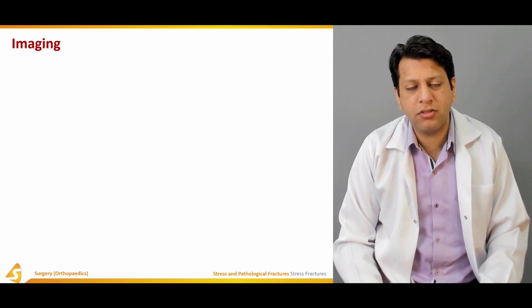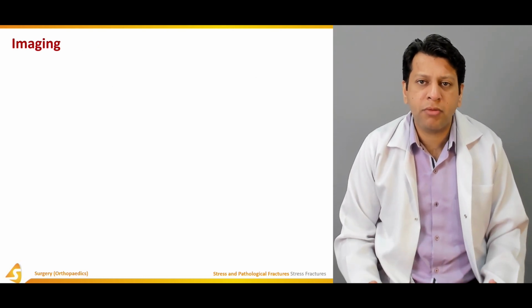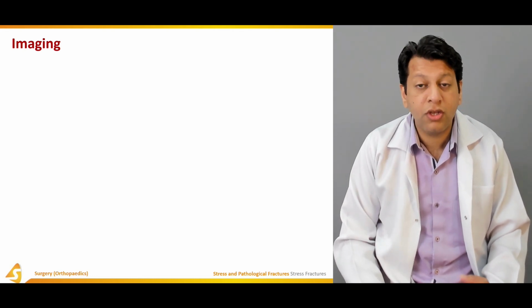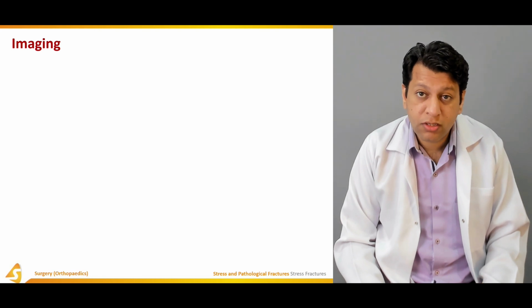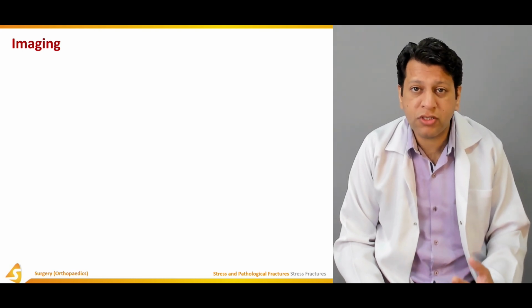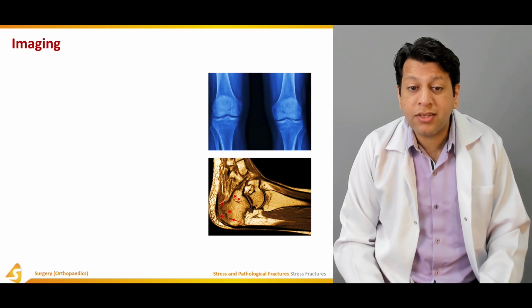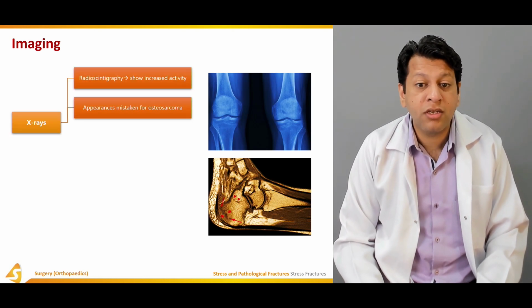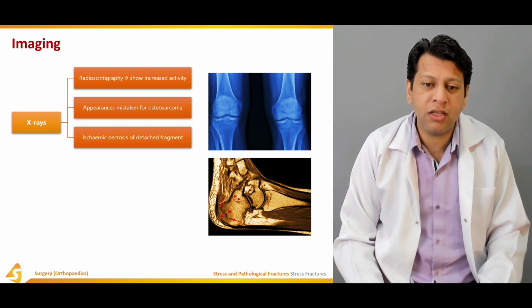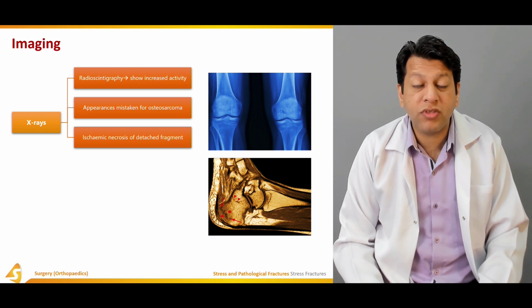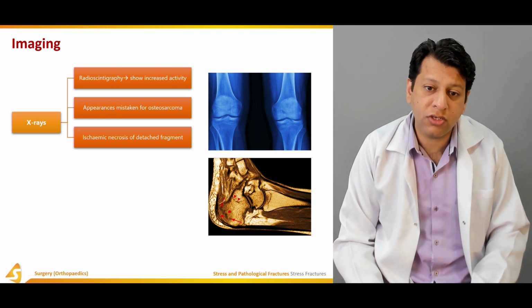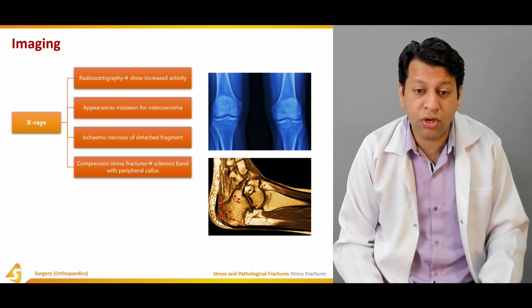Now coming to the imaging. In any orthopedic abnormality, the first and foremost imaging is usually the X-ray. Sometimes the X-ray may be totally normal. Sometimes the X-ray may show very subtle signs, while scintigraphy will show an increased uptake. The appearance may be mistaken for osteosarcoma because there may be a calcified lesion. Ischemic necrosis of the detached fragment may be very much visible, but that is when an advanced stage has been reached. Initially, the X-rays may be totally normal.